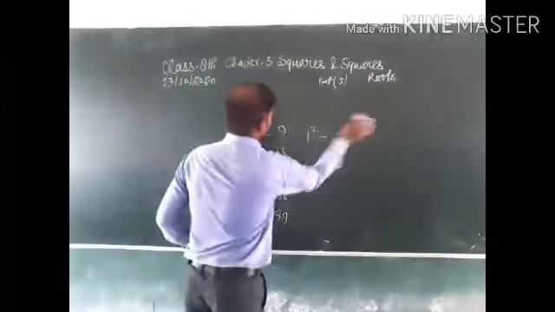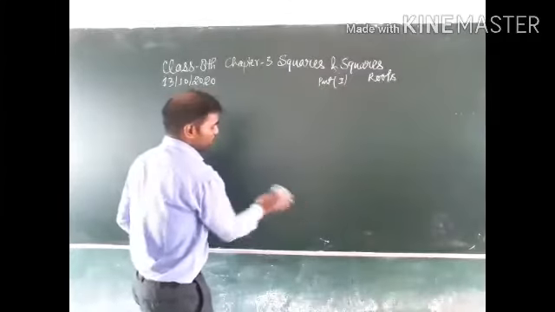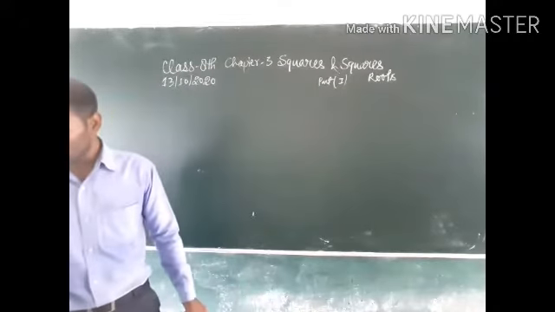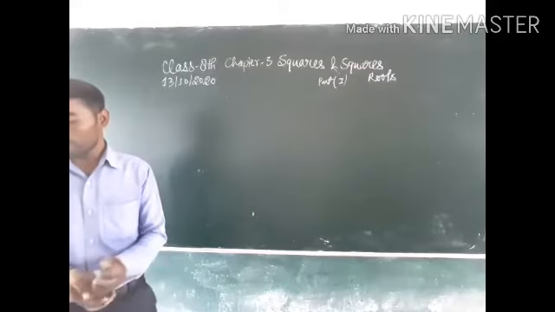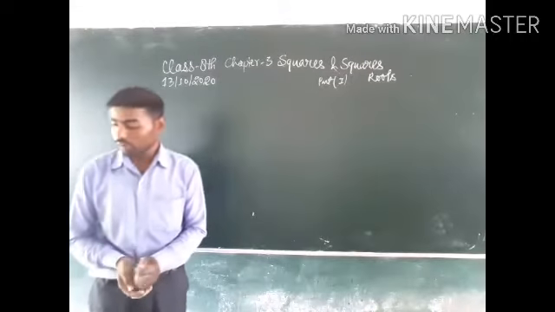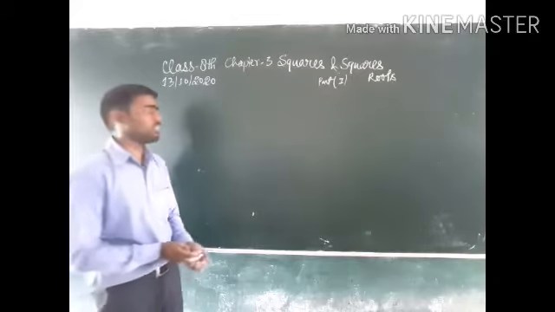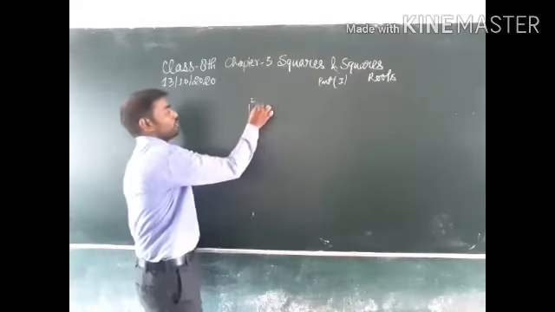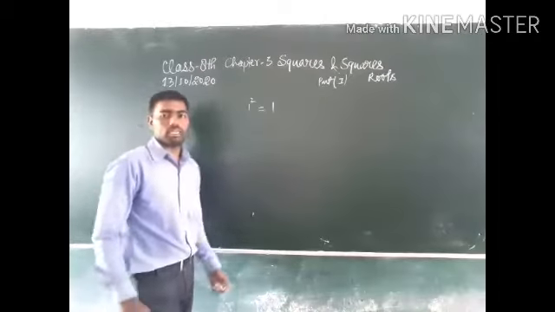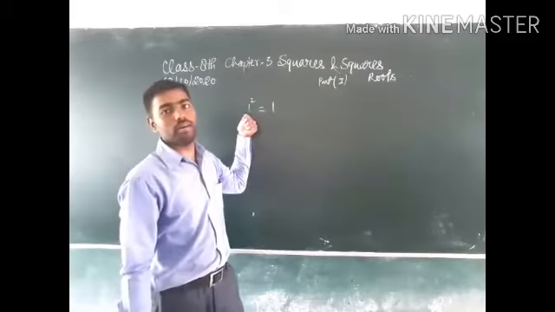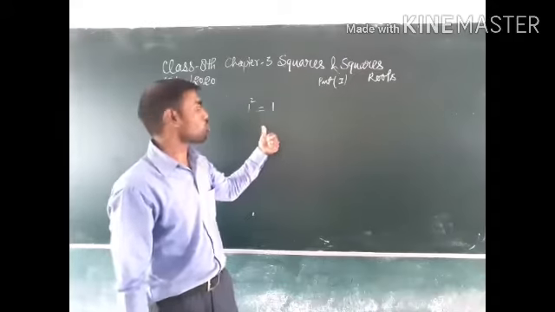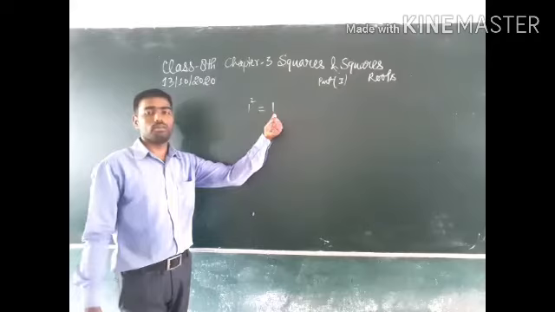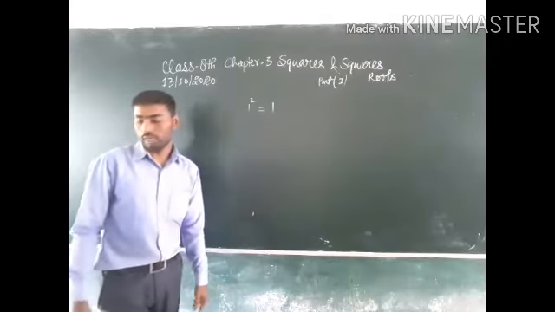Perfect square. What is a perfect square? A natural number is called a perfect square or square number if it is the square of some natural number. It means this is a natural number 1, and the square of 1 is also 1. So when the square of a natural number gives a natural number, this is a perfect square.